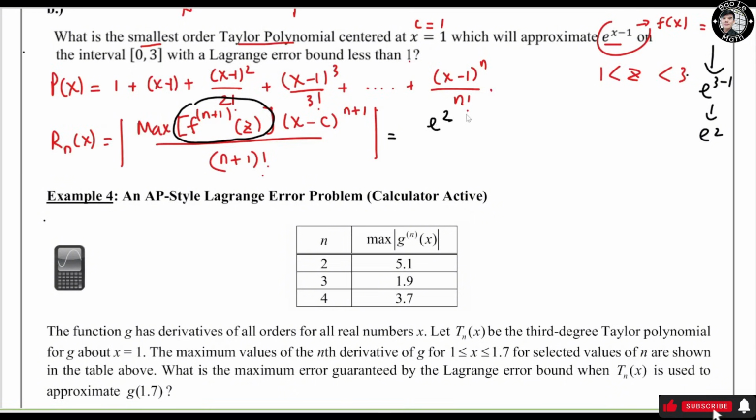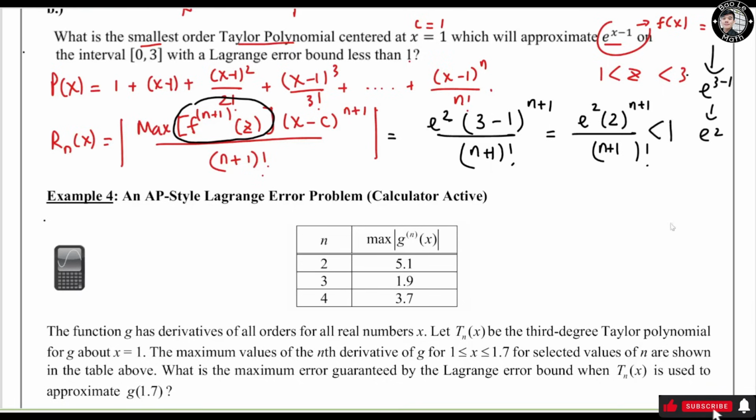Now s equals 3 and c equals 1, raised to the n plus 1, over n plus 1 factorial. And then you're going to simplify this one. It's going to be e squared times 2 raised to the n plus 1 over n plus 1 factorial. We need this to be less than 1.